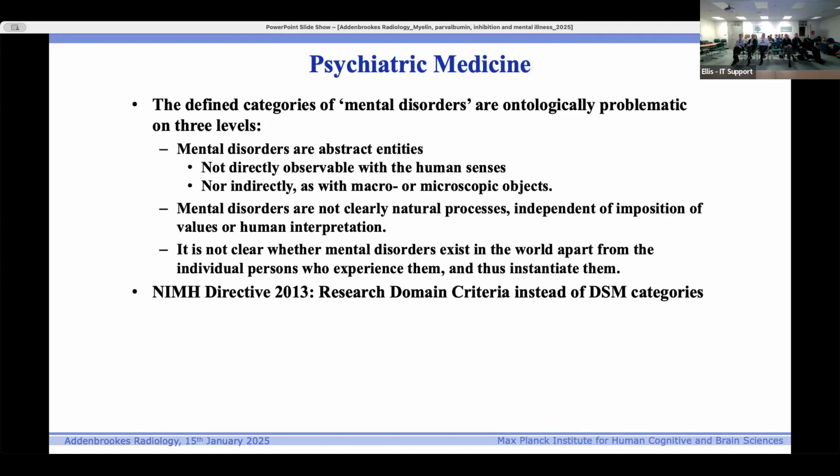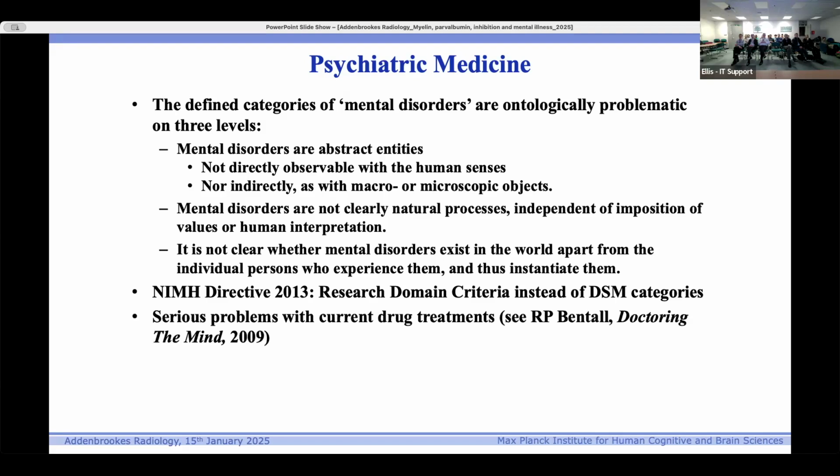Which is why the NIMH in 2013 decided to rule out the use of DSM categories of mental illness and instead put in a requirement for stating the research domain criteria, so that they're talking about symptoms rather than categories like schizophrenia and so on. There are serious problems with current drug treatments, everybody knows.